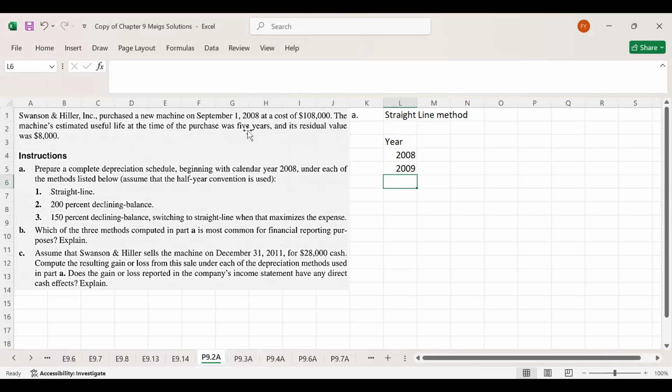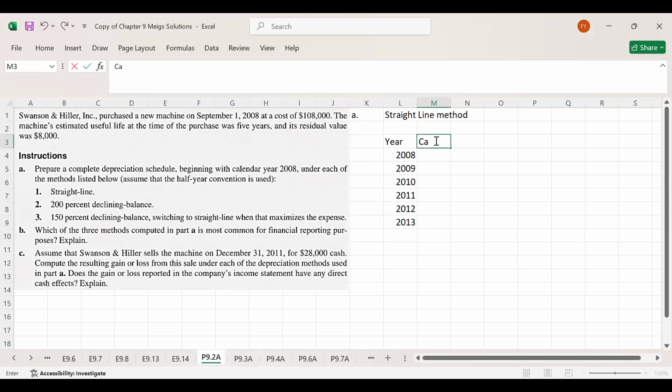So we will calculate it for 5 years: 2009, 2010, 2011, 2012, and we will go for 2013 as well, because this is a half year convention. So in 2008 we will calculate depreciation for half year, and in 2013 we will also calculate depreciation for half year, and these from 2009 to 2012 are four complete years. So half and half, 2008 and 2013 will make one complete year. So 5 years depreciation is required.